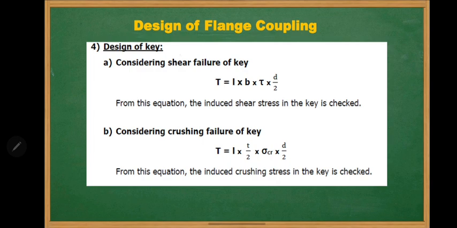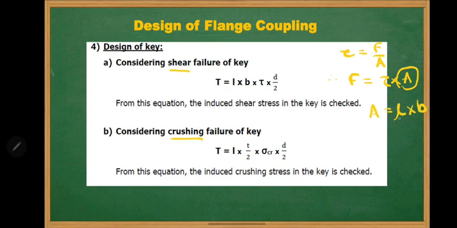Next step is design of key. The key is subjected to shear and crushing. For shear stress, tau is equal to force upon area, so from this equation you can calculate force is equal to tau multiplied by A. When the key is under shear, we have to calculate the shearing area, which is A is equal to L multiplied by B.